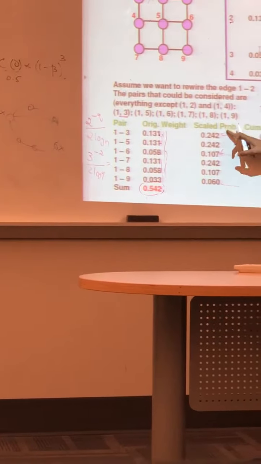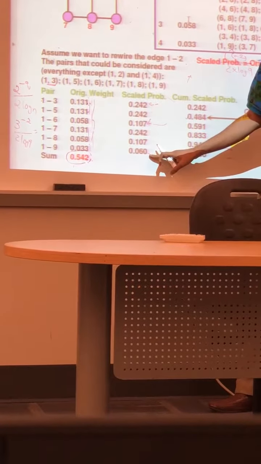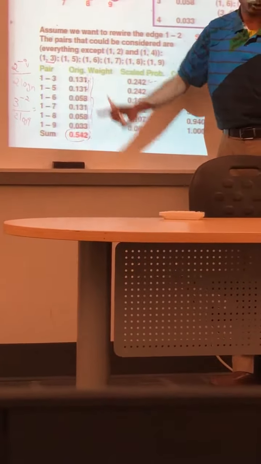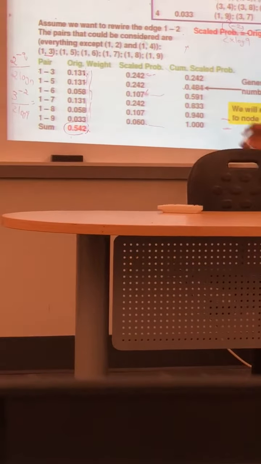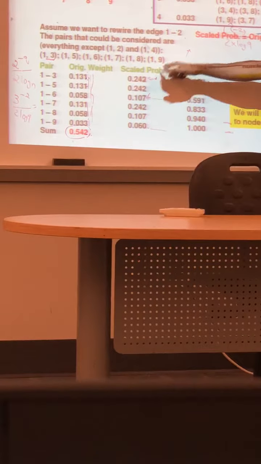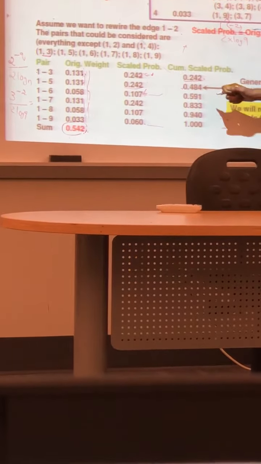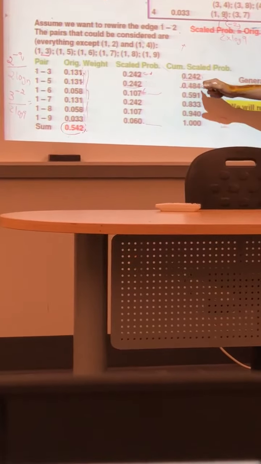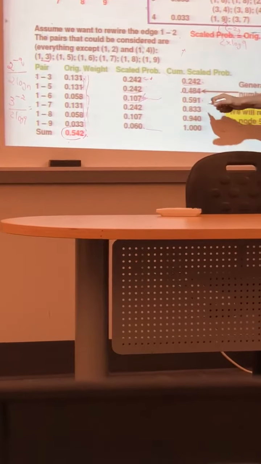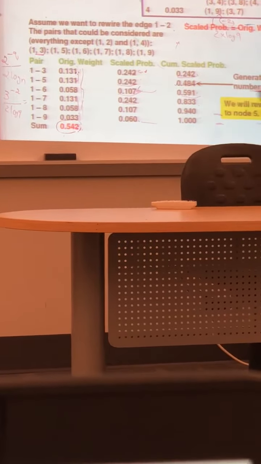So why did we do this? Because if you add up all these values, it will be 1. So these are the probabilities with which these pairs get that edge. Okay, so now we can go to the cumulative probability approach. The first entry is going to be the same as the individual probability. The second one is 0.242 plus 0.242, so that is 0.484. Then 0.484 plus 0.107 is 0.591. Then this number plus 0.242 is 0.833 and so on. So finally you should end up with 1.